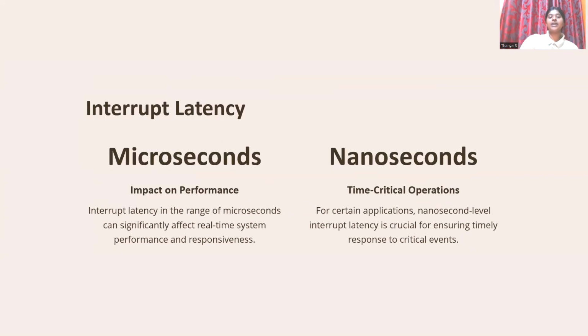Next is interrupt latency, microseconds and nanoseconds. In microseconds, the impact on performance: interrupt latency in the range of microseconds can significantly affect real-time systems, performance and responsiveness. In nanoseconds, it is about time critical operations, where for certain applications, nanosecond level interrupt latency is crucial for ensuring timely response to crucial events.